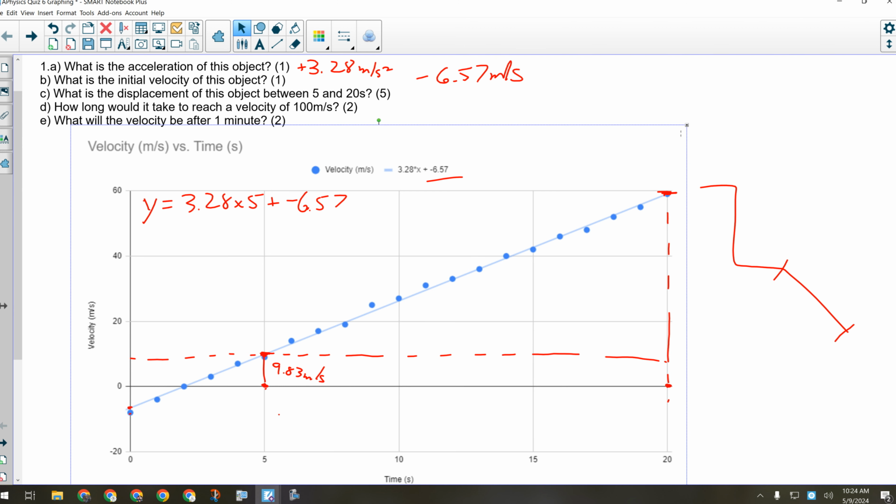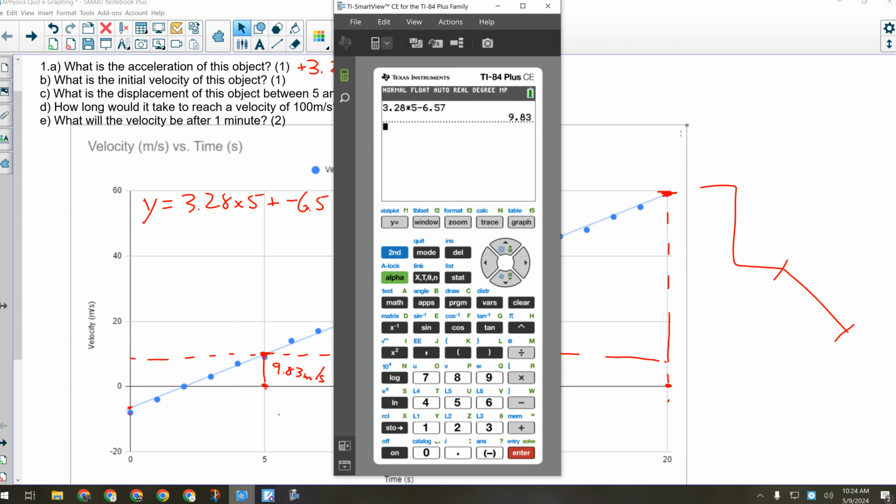I need to do the same thing here at 20 seconds. So I'm going to go 3.28 times 20 minus 6.57. Okay, so 59.03, that looks about right. The top of the graph is 60, pretty close to the top of the graph. Probably did that right.